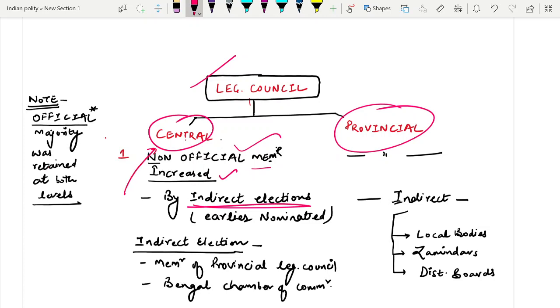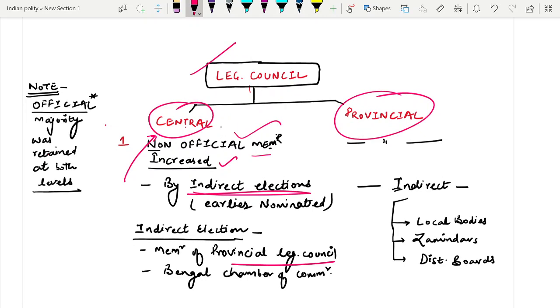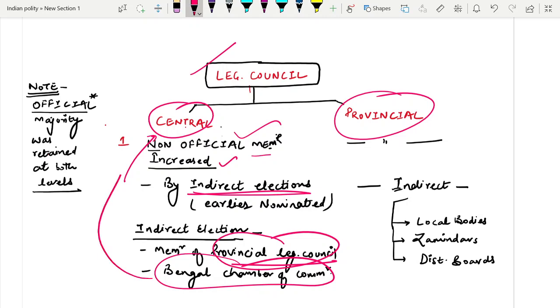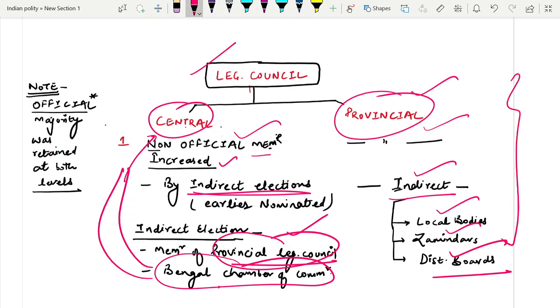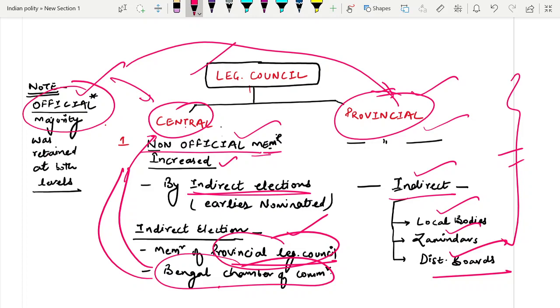In the case of the center, the members were to be appointed by the members of the provincial legislative councils, number one, and the Bengal Chamber of Commerce. So these members were to be appointed by these two bodies. While at the provincial level, the non-official members were also increased. The method was also indirect election, but now they were to be elected by local bodies, zamindars and district boards. That was the indirect method. Although non-official members were increased, the important thing is that the official majority was still there in both the center as well as the provinces. So this was the main change.